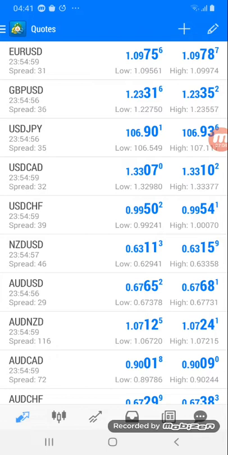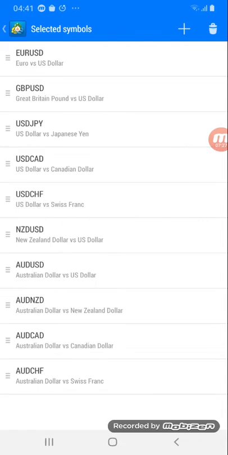The pencil means that you want to either remove or add another currency pair. Let's say now we are only trading the Euro USD on that specific day. So what do we do? We remove all the other currency pairs. You just press on your pencil. Once you press on your pencil, it will look like this.